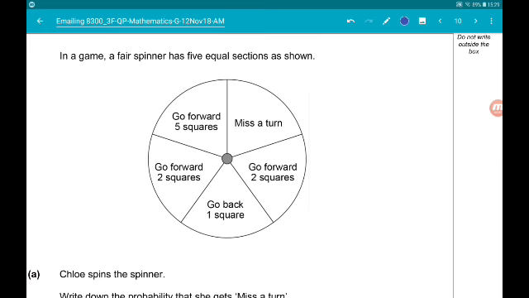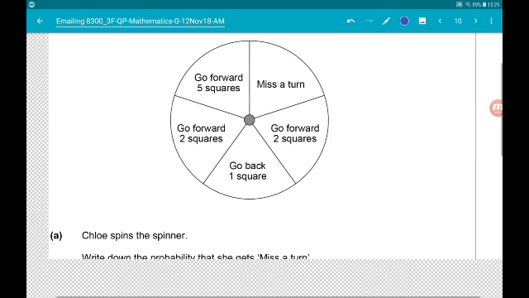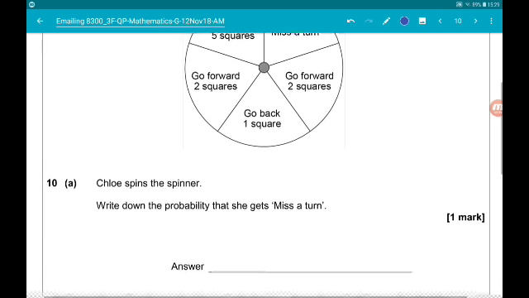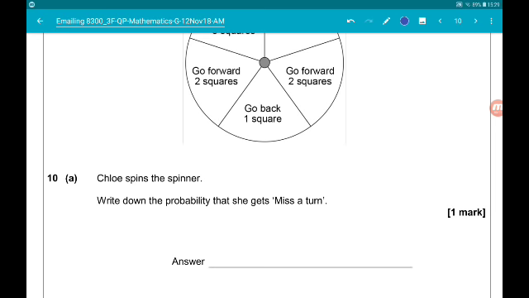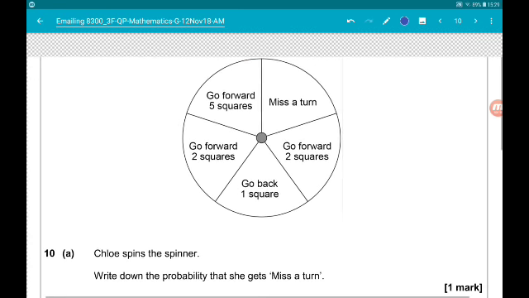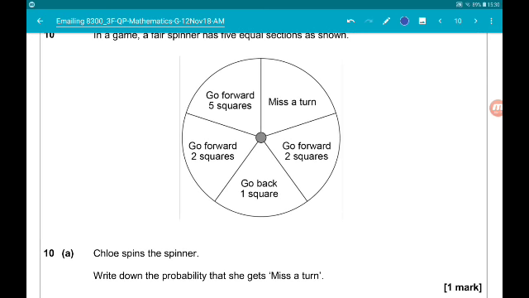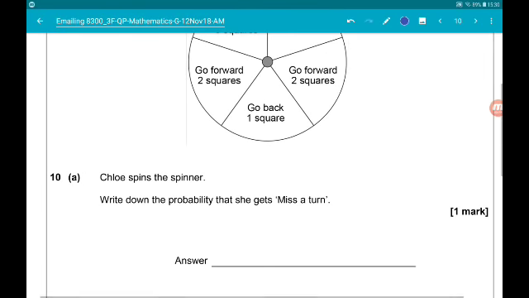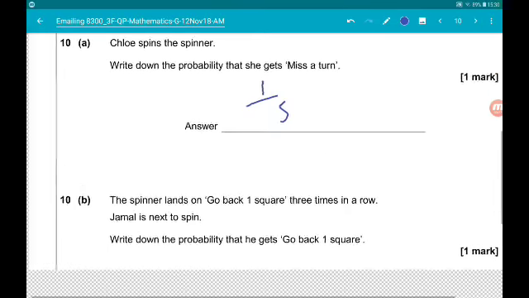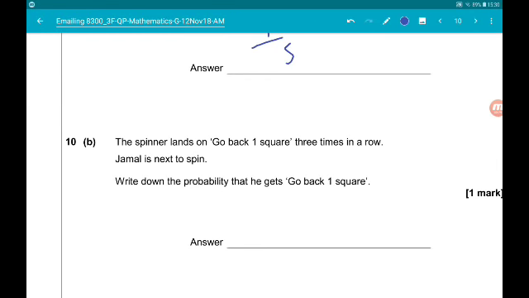In a game, a fair spinner has 5 equal sections as shown. Chloe spins the spinner. Write down the probability that she gets miss a turn. So only one section says miss a turn. There are 5 sections, so it's 1/5.